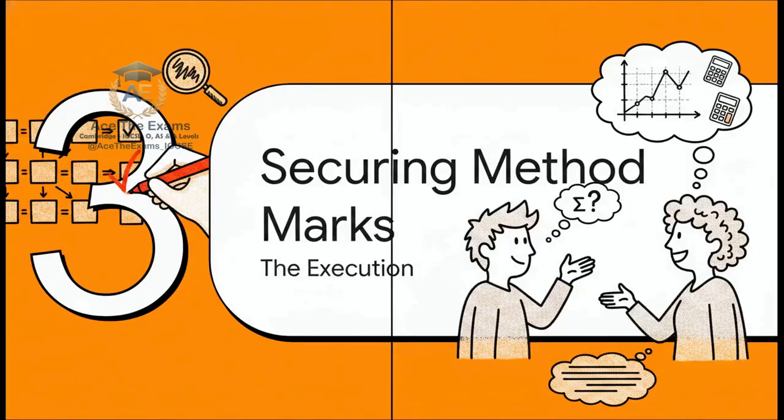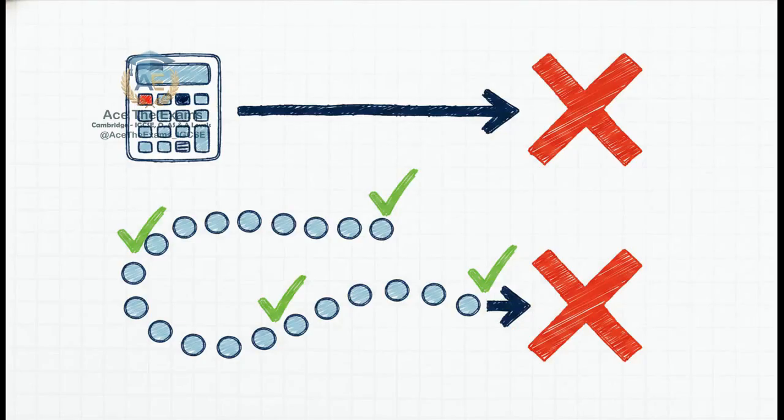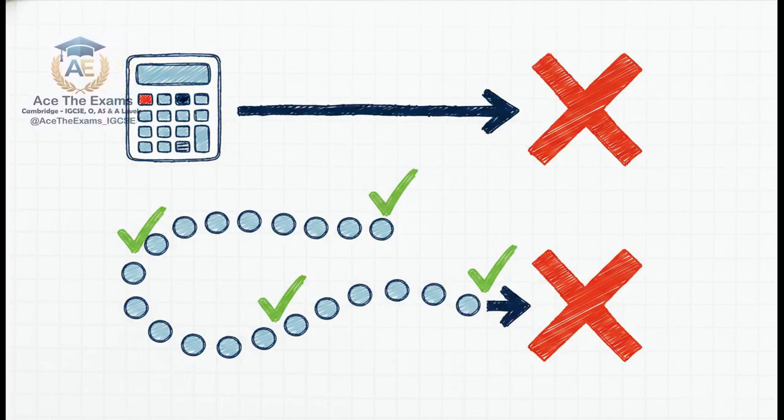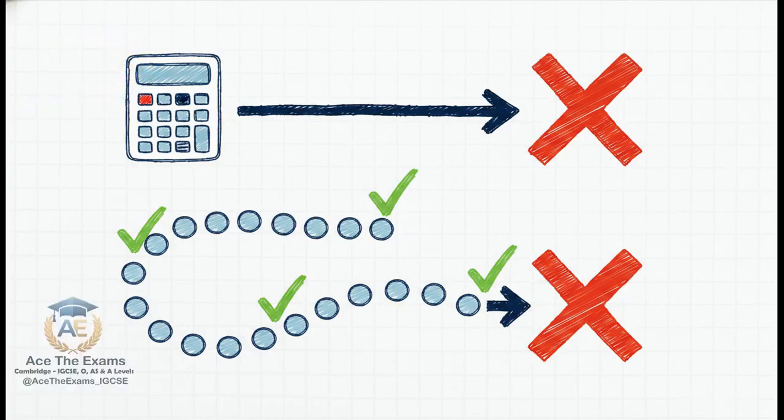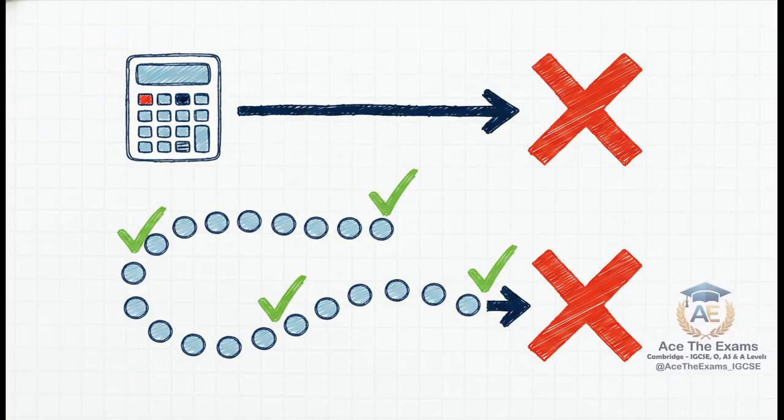Let's move into section 3, securing method marks. This is all about the execution. Let's drop back in on our 2 students, Alex and Sam, who are currently clashing over structural execution on a brutal standard deviation question. Alex is getting frustrated. He says, look, I know exactly how to use the stats function on my scientific calculator. I'm just going to type in the data matrix and write down the final standard deviation. It saves so much time.